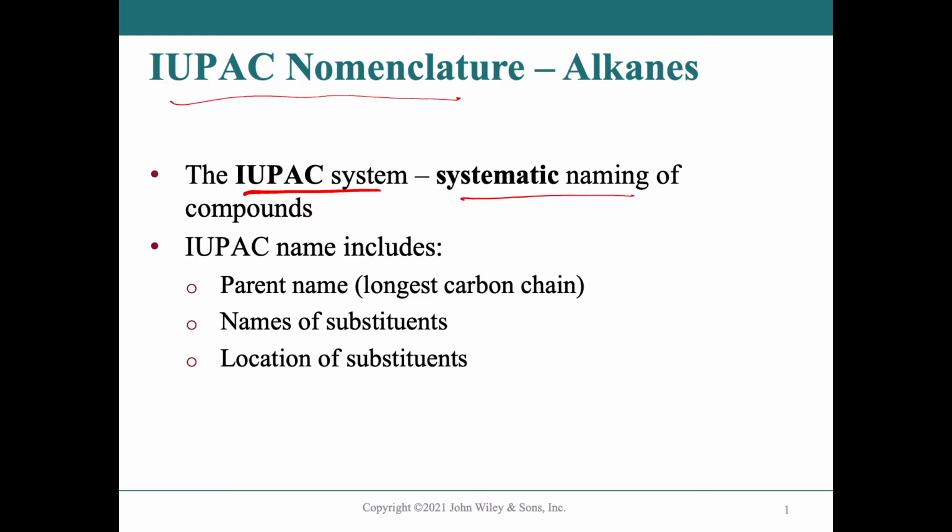The first one begins with alkanes. In a nutshell, when you're naming alkanes, the first thing you have to do is get the parent name of the molecule, and that's the longest carbon chain. Then you have to name the substituents on that carbon chain, and then provide the location of those substituents in the name.